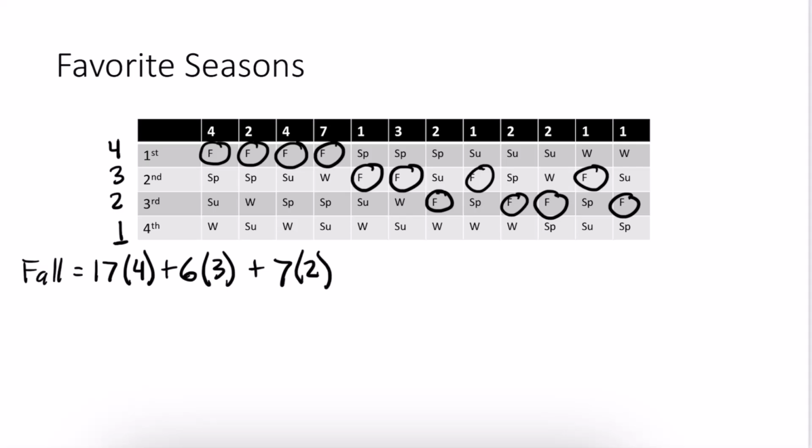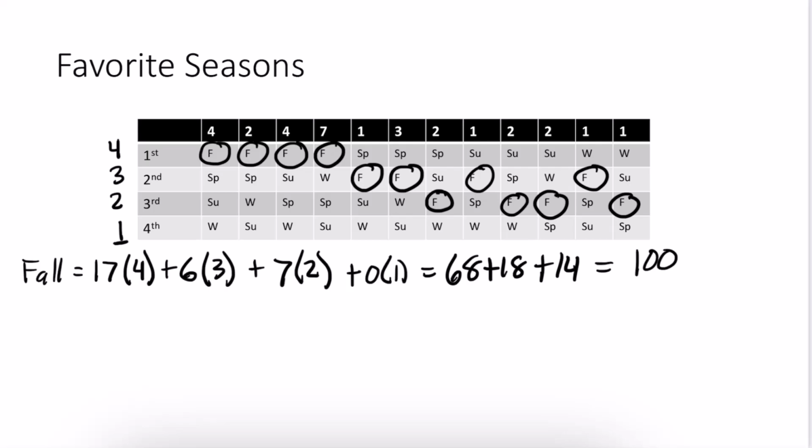And then it looks like there were actually no last choice votes for fall. So I could say it's 0 times 1, or I could just leave it blank because there were no last choice votes for fall. And then I can simplify this all out. And if I do 17 times 4, I get 68 plus 18 plus 14 plus 0. And when I add all of those up together, it looks like my Borda count for fall equals 100.